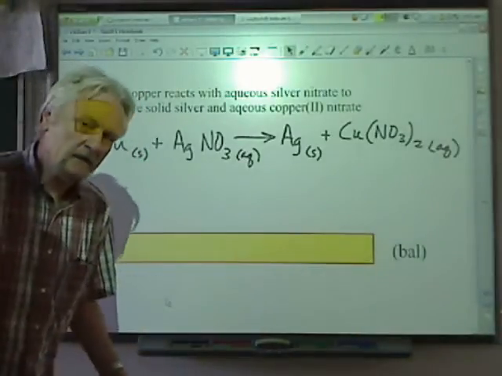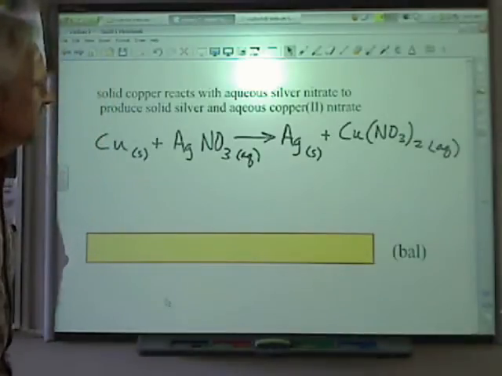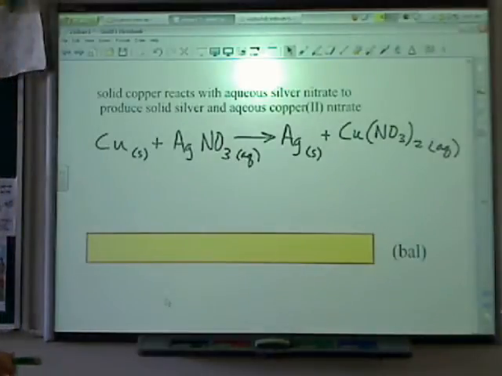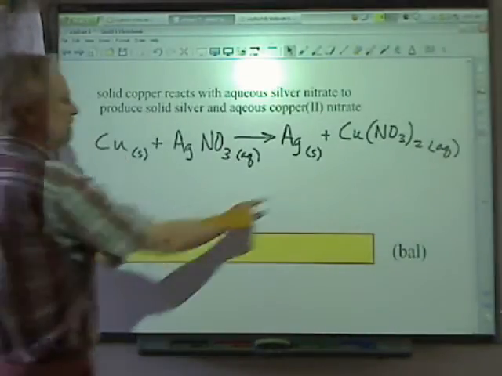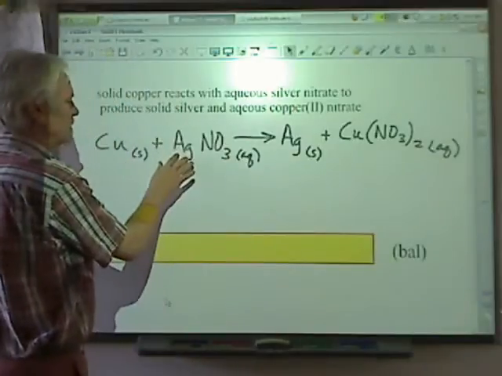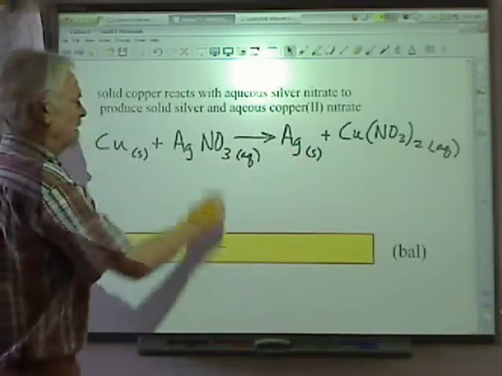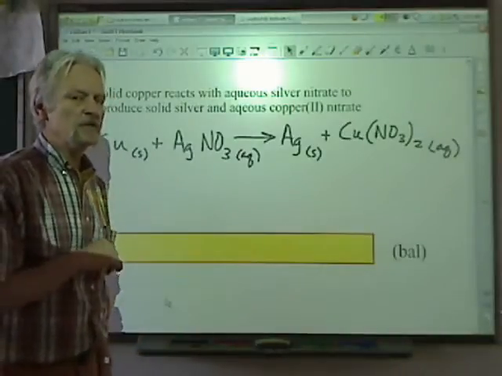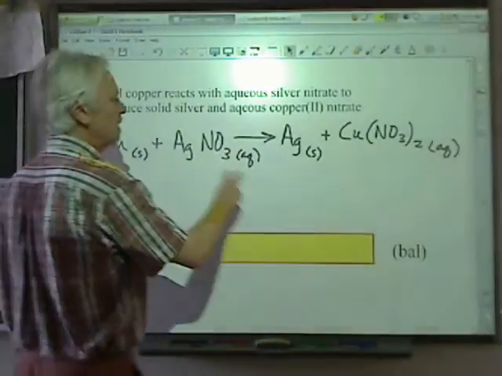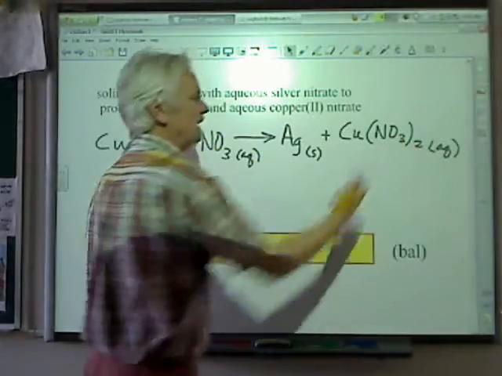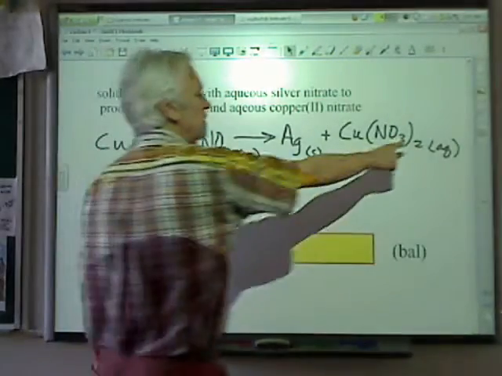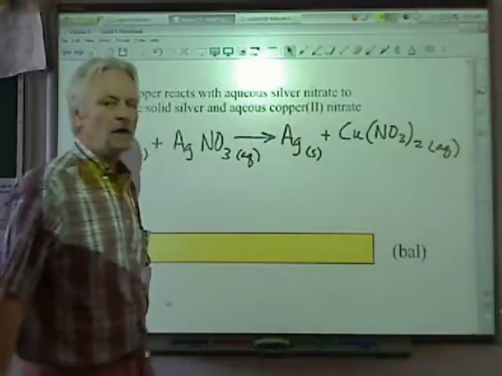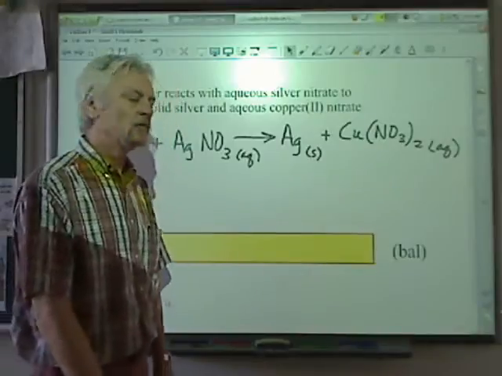Everything's written correctly, and all we have to do now is inspect to see whether or not the law of conservation of mass is respected. Here's one copper over here, there's one copper over there. There's one silver here, there's one silver there. There's one nitrate here. Remember I told you that those polyatomic ions mostly stay together when they go through a chemical reaction? There are two nitrates over there. We had to have the two nitrates because the thing that forms is copper(II) nitrate. We don't have any wiggle room there.